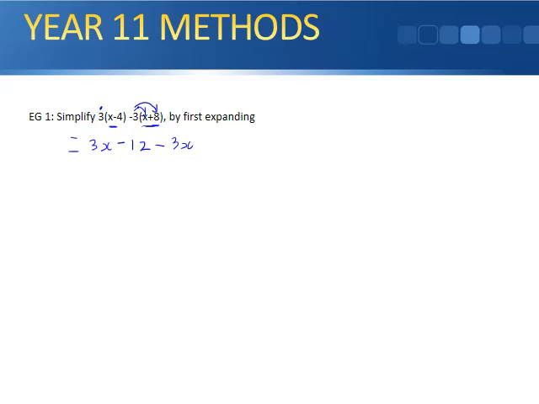So 3 times x is 3x. 3 times negative 4, a positive and a negative is a negative, 3 4s are 12. Then that times that becomes minus 3x, and the negative times 3 times the positive 8 becomes negative, 3 8s are 24. So then we collect the like terms. 3x minus 3x, well, they just cancel. There's nothing there. And minus 12 minus 24 becomes minus 36.